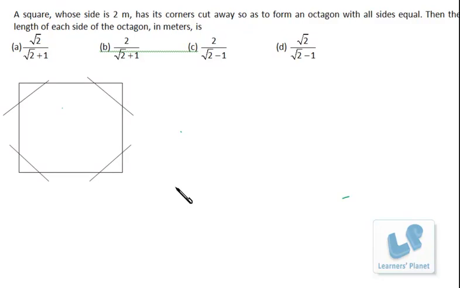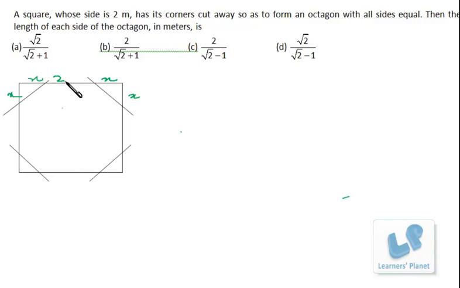Now let's try this problem from geometry. A square whose side is 2 meters has its corners cut away so as to form an octagon with all sides equal. Then the length of each side of the octagon in meters is... See, this is a square, and we have cut the corners of that square, so we are getting a regular octagon. Okay, now I assume that this length is x, this length is also x, because we are forming a regular octagon. So if it is x, it will also be x, it will also be x.